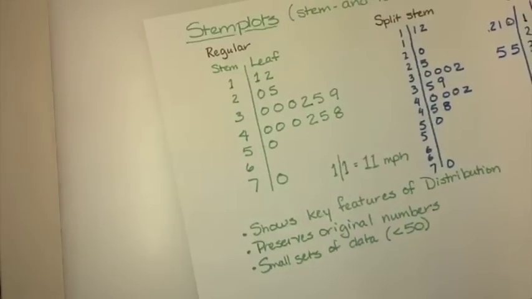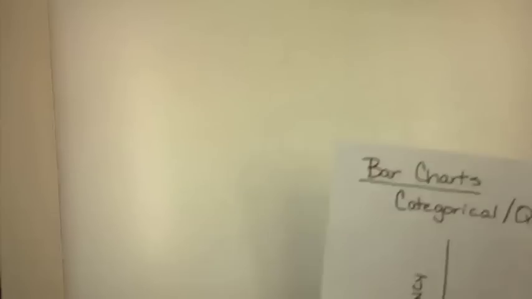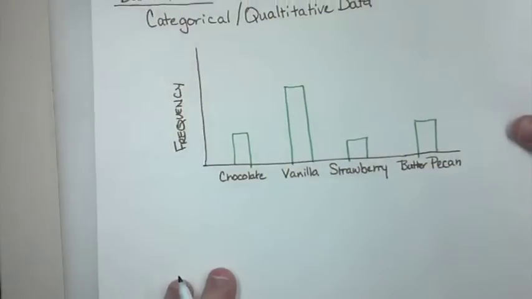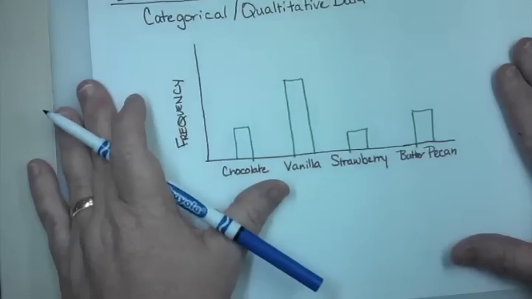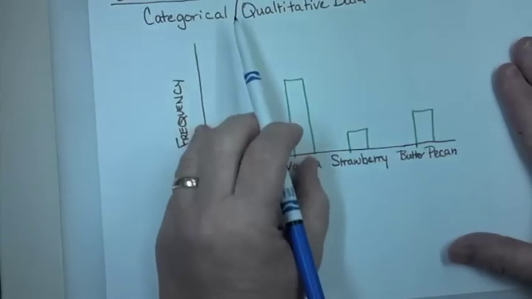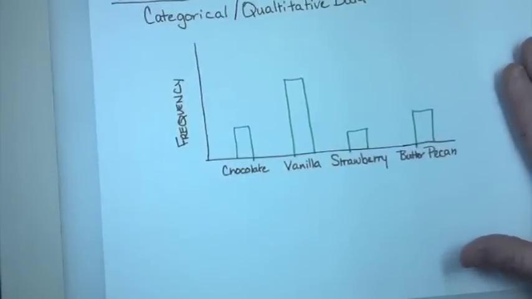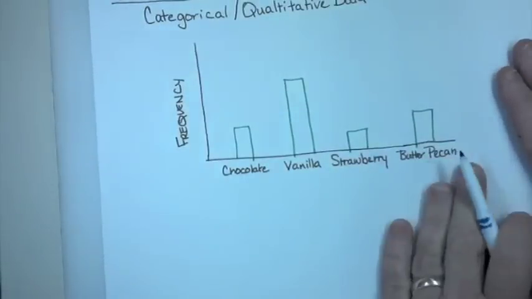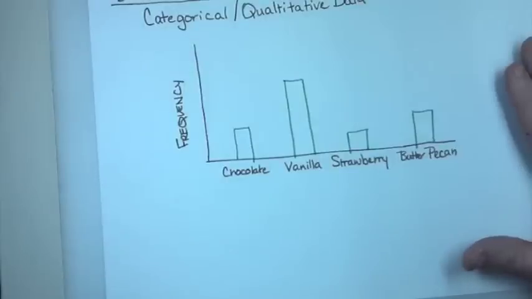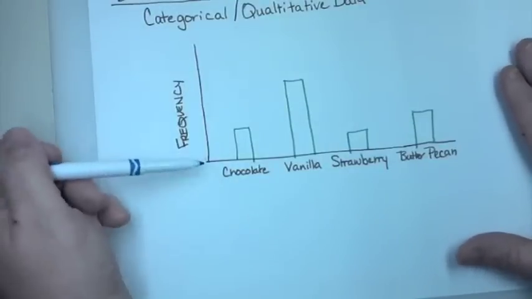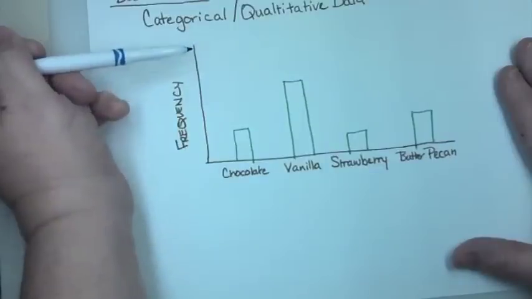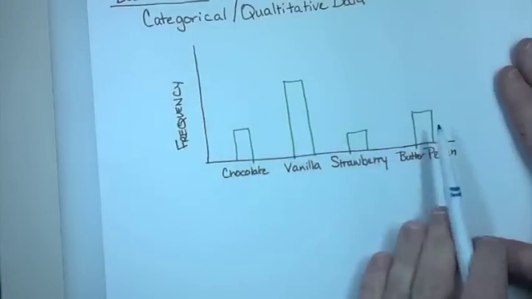Okay, stem plots, frequency plots, or histograms are all for quantitative data. Some of our data is going to be categorical or qualitative. Those are things like I have here, flavors of ice cream. So they are going to be on their own type of display. This one happens to be a bar chart. It still has the frequency on the vertical axis, but notice my bars don't touch.